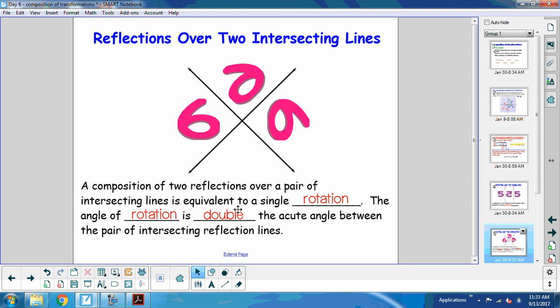Honestly, this really doesn't come up hardly ever. I really want you to be more aware of the fact that if you reflect over intersecting lines, you actually end up getting a rotation.